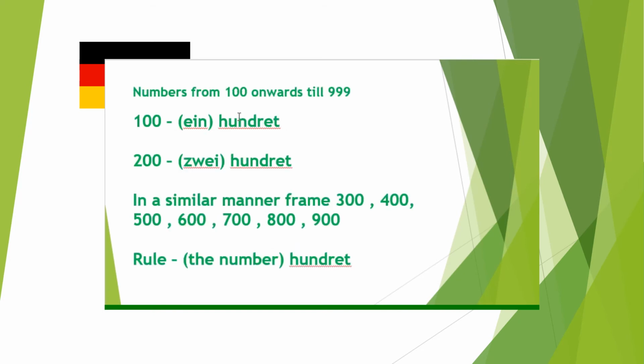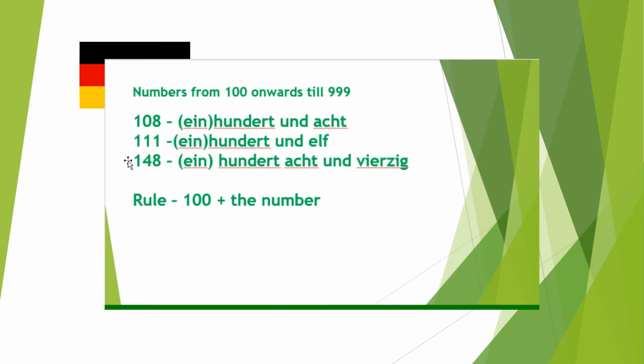Now numbers from 100 onwards till 999. 100 is simply called hundert or einhundert. Similarly 200 is zweihundert, and in a similar manner we can frame 300, 400, 500, 600, 700, 800, 900. The rule is the number and hundert.